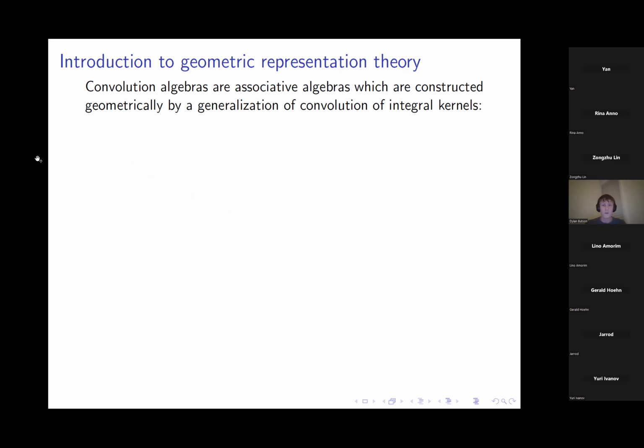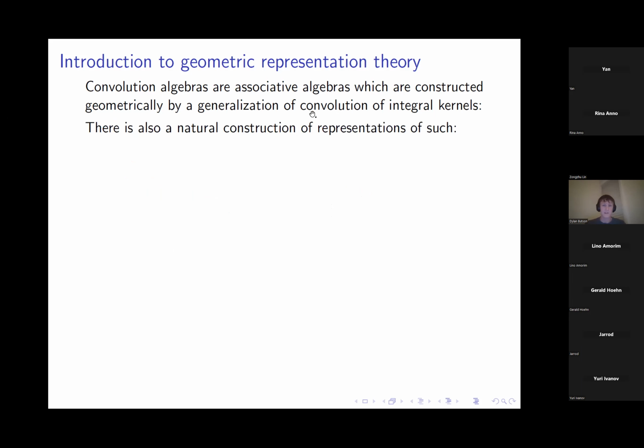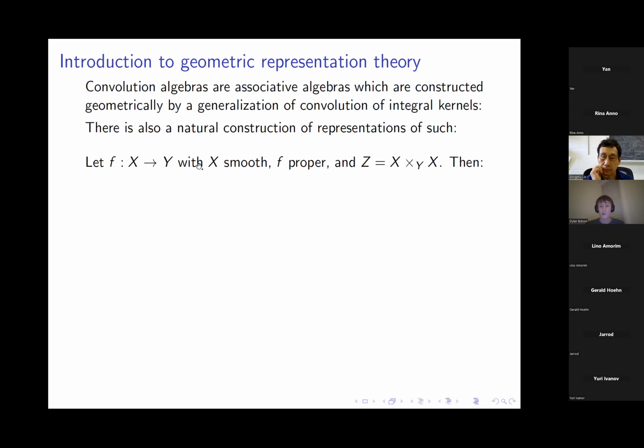Right, so there are also these natural representations. I was saying that you can construct algebras and you can construct representations. The more contemporary formalism for thinking about this in a more homological language is you consider a map F from X to Y, with X smooth and F proper, and you consider the fiber product of X with itself over Y, which we call Z. The statement is that the appropriately shifted Borel-Moore homology groups of this space Z will be an algebra under a construction like what I just wrote in the simple example of functions.